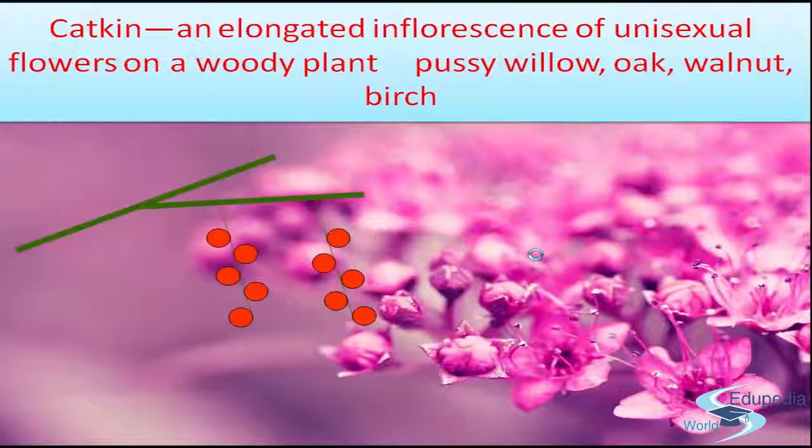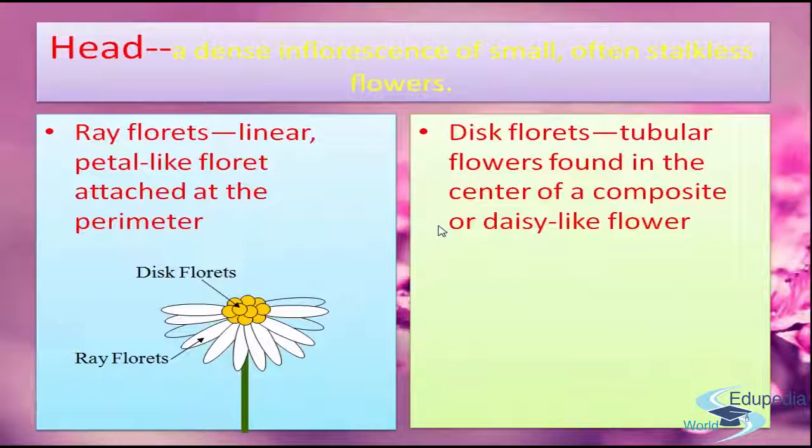Now comes catkin. Catkin is also a type of spike inflorescence with a pendulous peduncle. Okay, so this is your peduncle and this is your pendulous peduncle, and the flowers in this type of inflorescence are generally unisexual. Okay, and this is seen in pussy willow, oak, walnut, and mulberry, Acalypha.